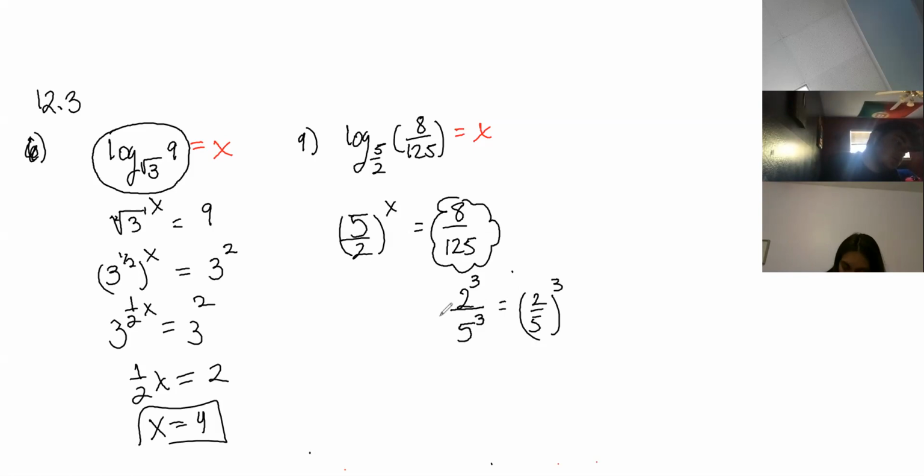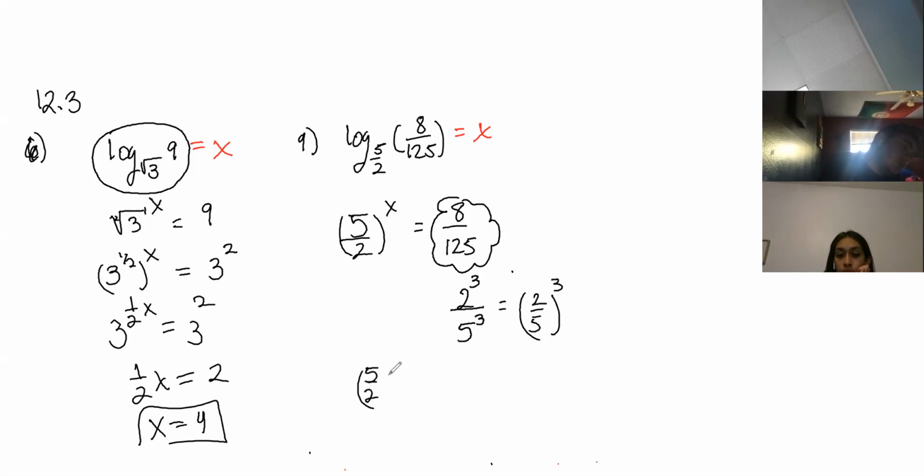Would you agree that this and this are the same thing? I just wrote one with parentheses and one without. The one without, I put the 3's everywhere. The one with the parentheses, I put a big 3. Do you agree it's the same thing? Yeah. Okay, but I want it to be 5/2.